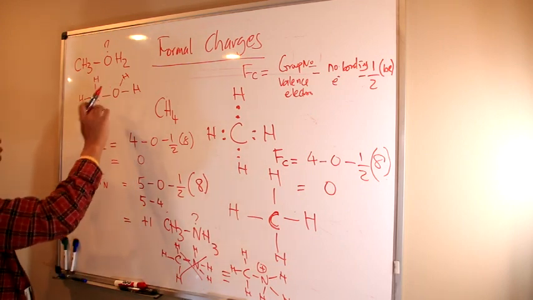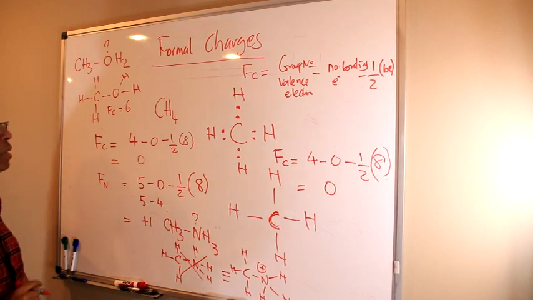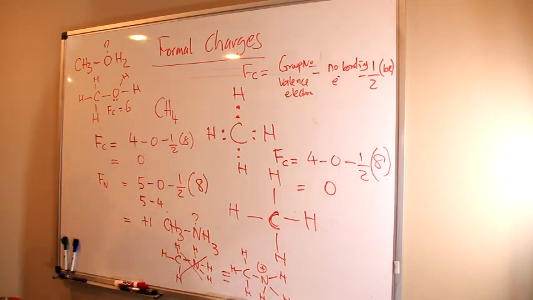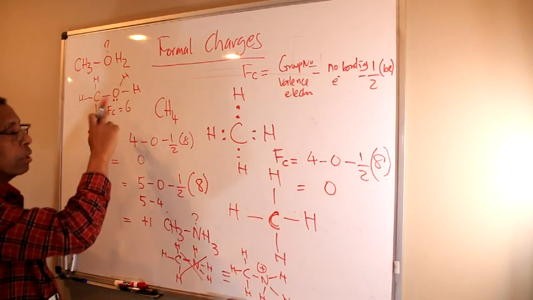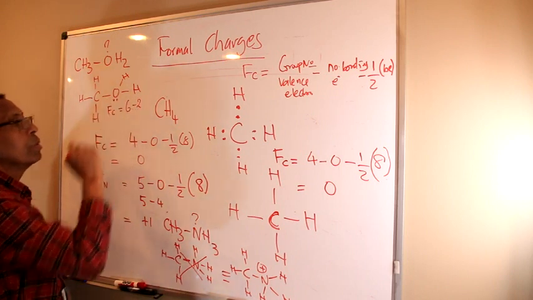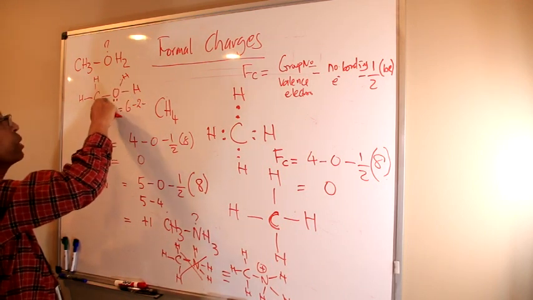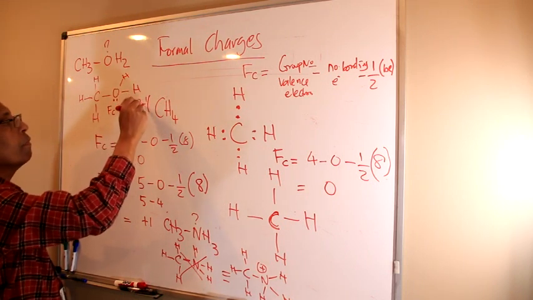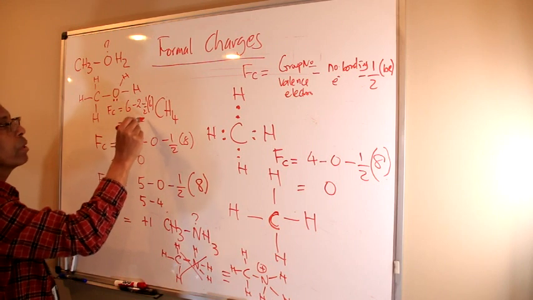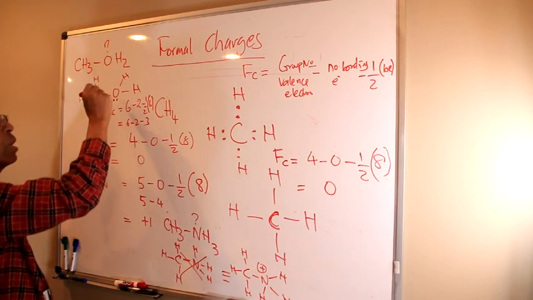On oxygen, the formal charge is equal to, oxygen is group 6, so it has 6 valence electrons. Looking at this, you have one lone pair, that is 2 electrons as non-bonding electrons. Minus, how many bonding electrons around it? You have 1, 2, 3 bonds, which is 6 electrons. Half of 6 is 3. So the formal charge on oxygen is 6 minus 2 minus 3. 6 minus 2 is 4, 4 minus 3 is 1. So you should write this structure with a plus 1.